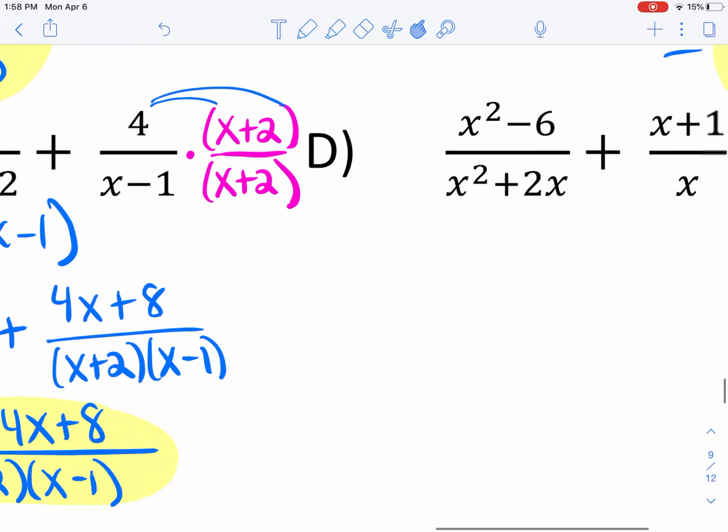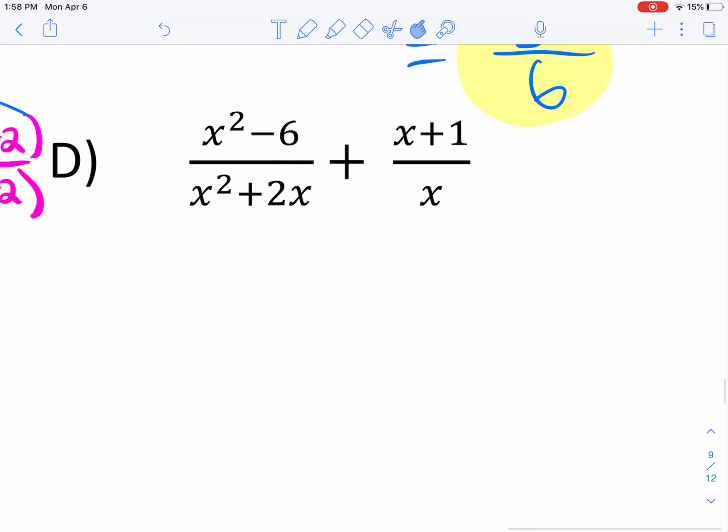Okay, let's look at one more together of this type. We have x squared minus 6 over x squared plus 2x, plus x plus 1 over x. On that first rational expression, we can factor x squared plus 2x. It has a GCF of x. X squared plus 2x factors to be x times the quantity of x plus 2.